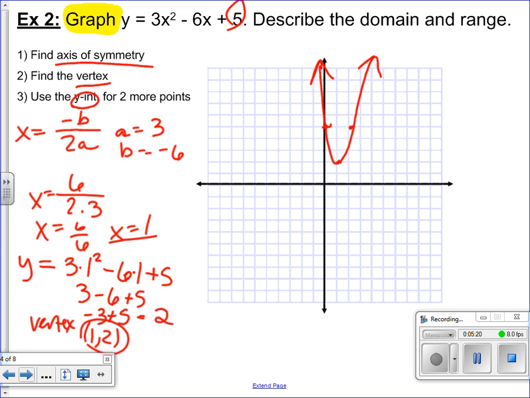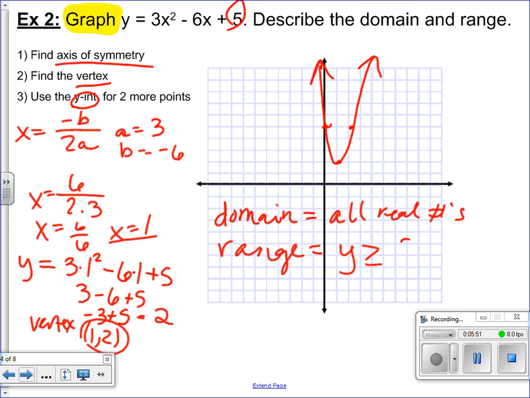And now we need to list the domain and the range. So the domain, again, all the x values. So the domain will be all of the real numbers, okay, because this can continue on in that direction forever. And the range then, our vertex is right here at (1, 2), so our range is all values of y that are greater than or equal to 2. We can just write it out like that.